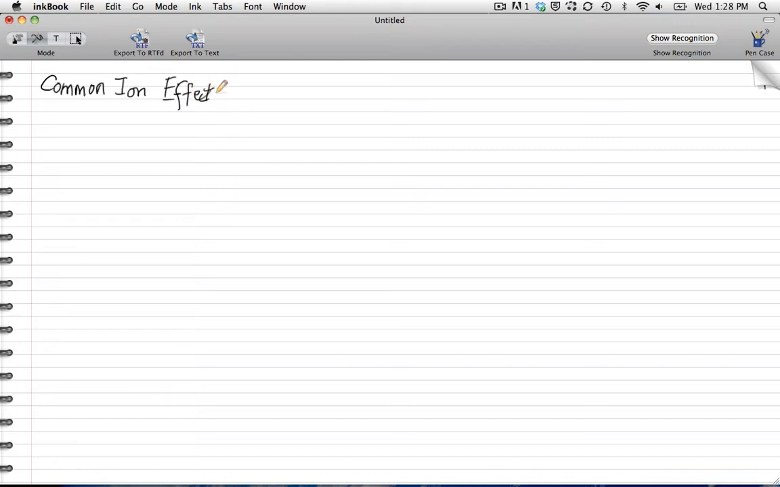Hi students, I want to continue on with the equilibrium discussion with another example. It's called the common ion effect.